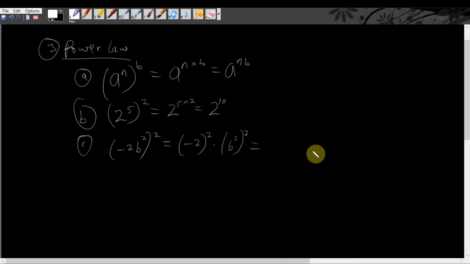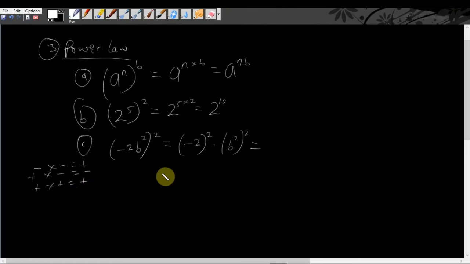Let's do something here. When minus is multiplying minus, you have what? Plus. When plus is multiplying minus, you have what? Minus. When plus is multiplying plus, you have plus.